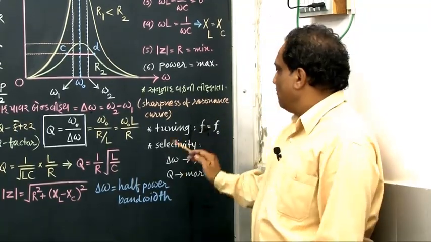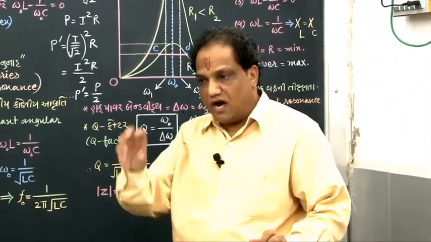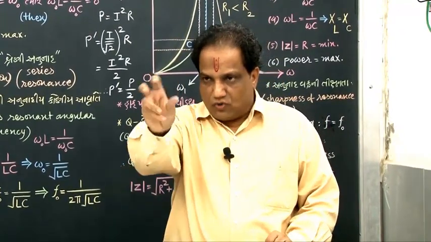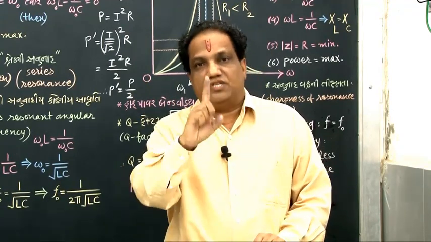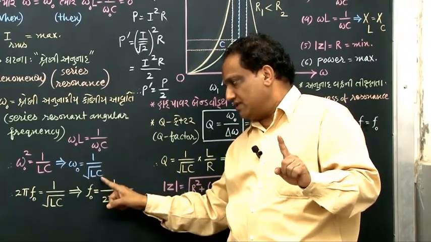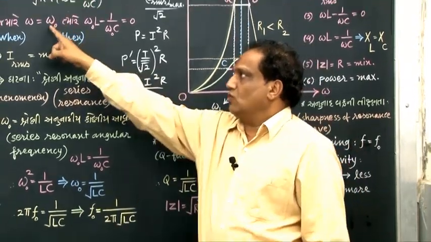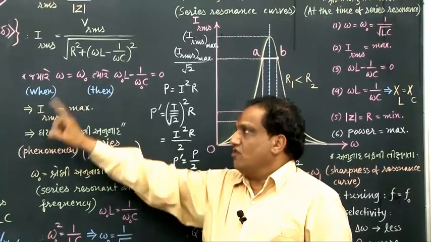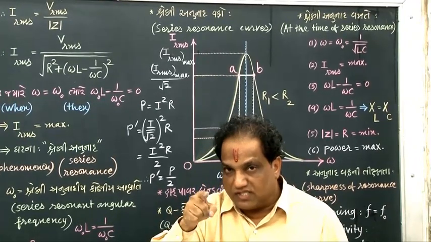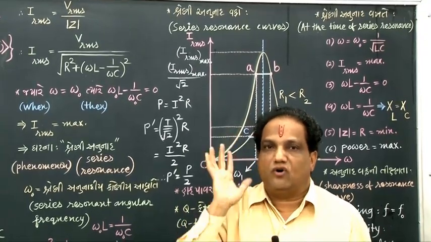Okay. Then we go for tuning and selectivity. My dears, all of you have tried to tune a radio, correct? You know what you are doing at that time? When you are tuning the radio, you are changing the angular frequency by changing either only inductance, or only capacitance, or both of them. Ultimately, you are changing omega 0. By changing omega 0, you set it equal to omega. When omega equals omega 0, then f equals f0. You know what that f is? F is the frequency of radio waves which are coming to the antenna of your radio.